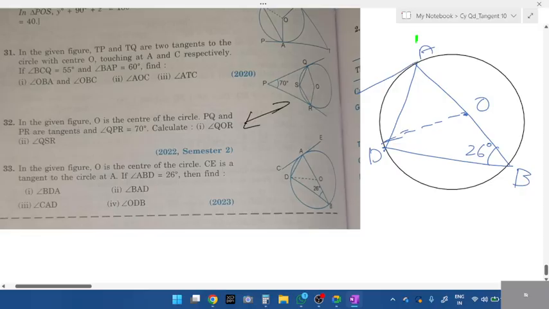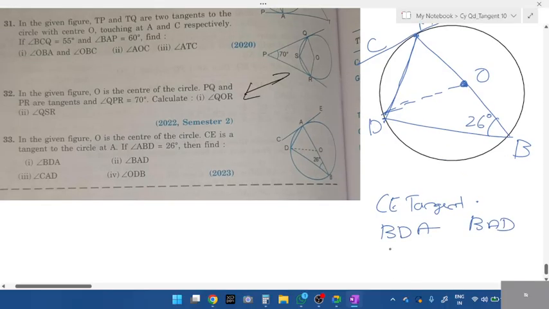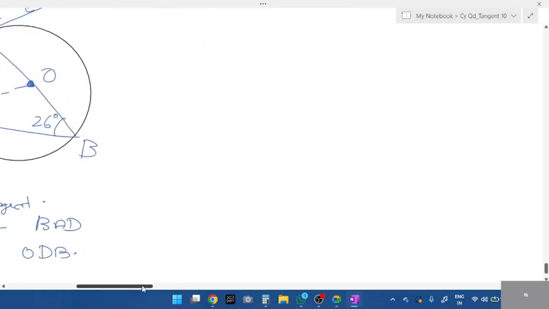A line passes through A. Only one point is being touched there. So this is tangent. O is the center. Fine. 26 degrees is given. CE is the tangent, students. Remember, whichever line passes outside, CE is the tangent. We need to find BDA, BAD, CAD and ODB. 2023 question.